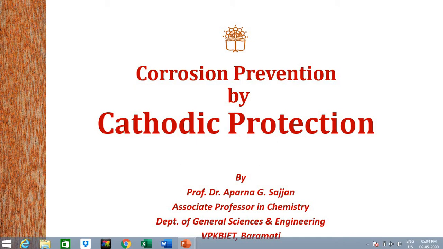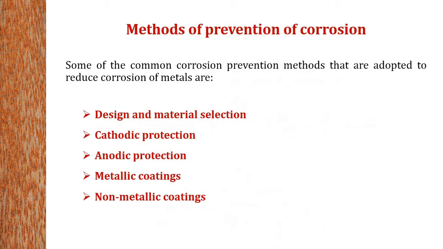In this video lecture, we are going to discuss corrosion prevention by cathodic protection. There are different methods of preventing the corrosion of metal. For example, anodic protection, metallic coatings, non-metallic coatings, design and material selection, and cathodic protection. In some of my earlier videos, I have discussed metallic coatings. Under metallic coatings, hot dipping and electroplating were discussed. In today's video lecture, we will discuss cathodic protection.